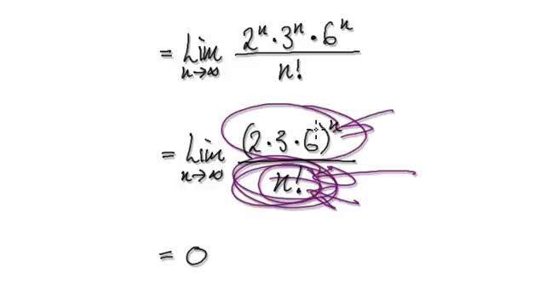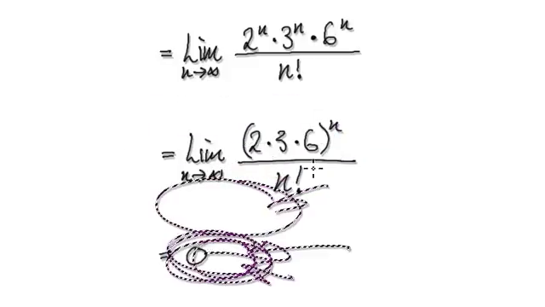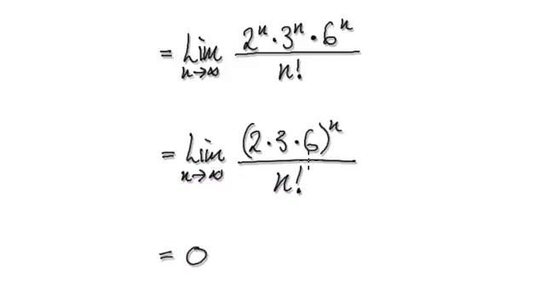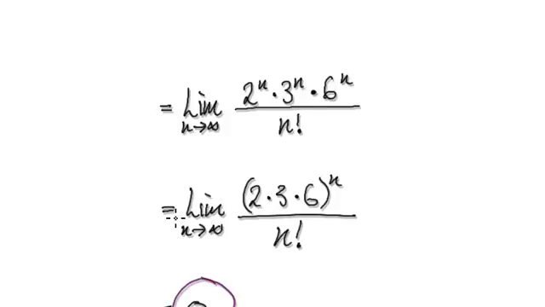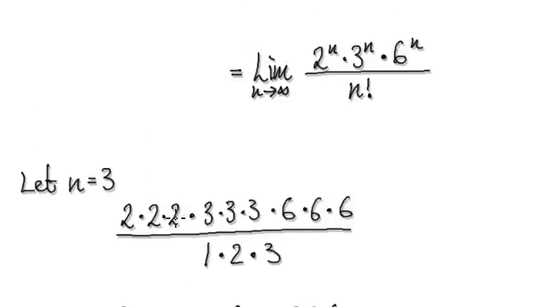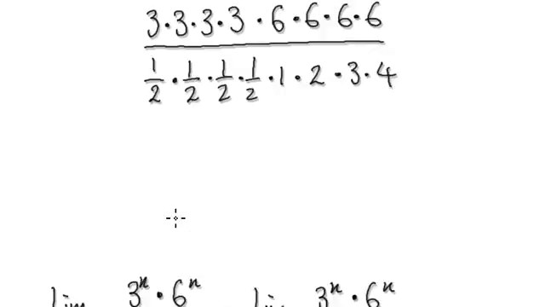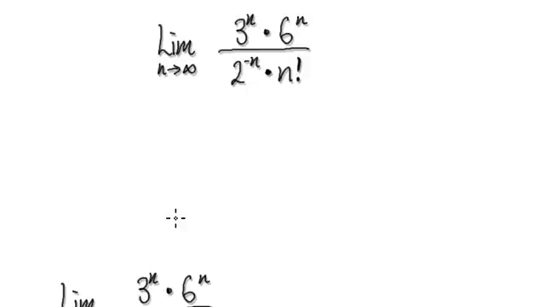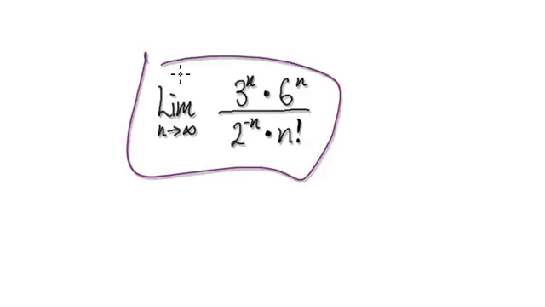If this is going to be very, very big, then the overall thing here will head towards zero. So the limit will be zero. Okay, so the limit of this will be zero as n tends towards infinity.